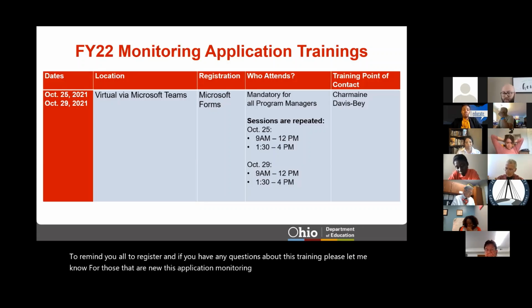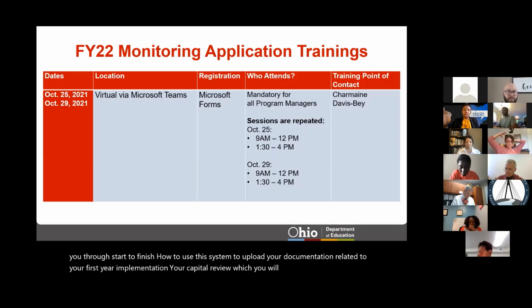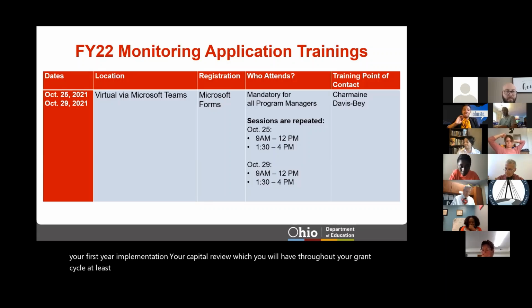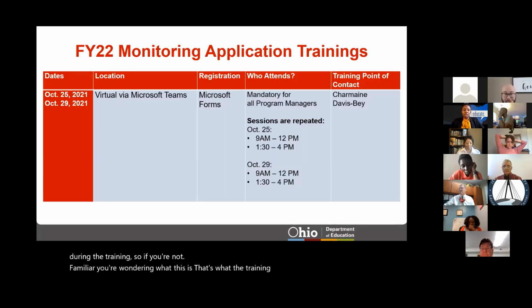training will walk you through start to finish how to use this system to upload your documentation related to your first year implementation, your CAPA review, which you will have throughout your grant cycle at least once, and then your grant closeout survey. We're going to go through all of that during the training. So if you're not familiar, you're wondering what this is, that's what the training is for. So again, please reach out to me with any other questions.